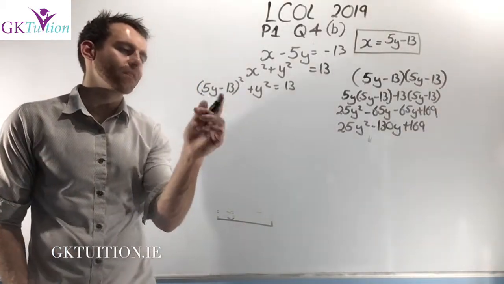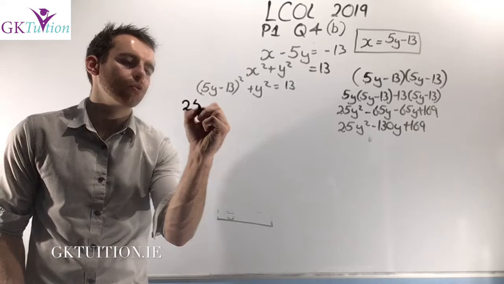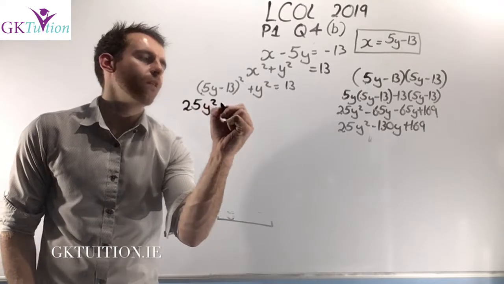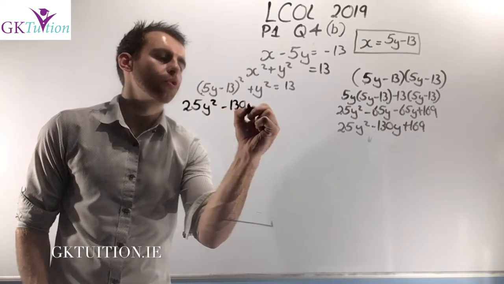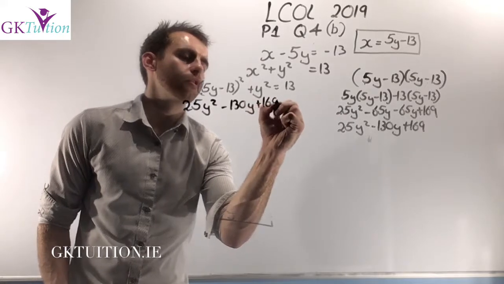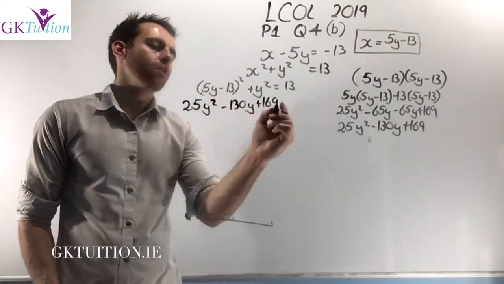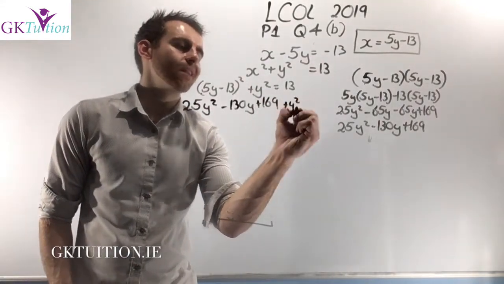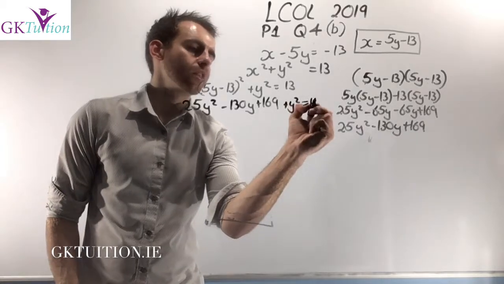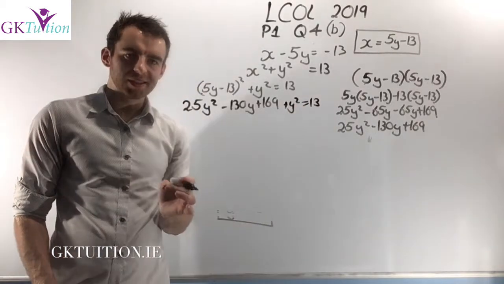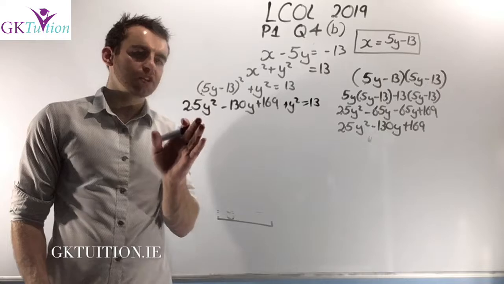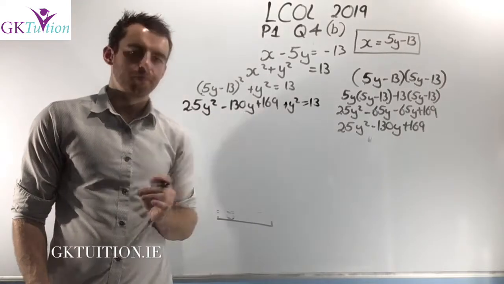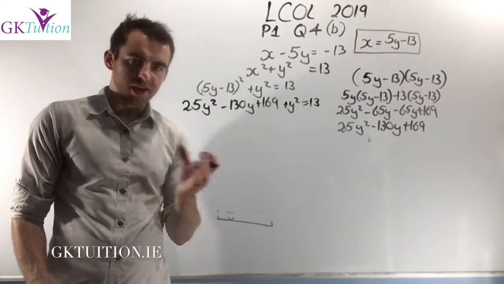Which means that instead of this bracket, I can plug in those three values. 25y squared minus 130y plus 169. And then I also have a y squared at the end there, and it's equal to 13. Now at this stage, you should notice you have a y squared, you have a y, and you have a number. In which case it means we've got a quadratic equation.